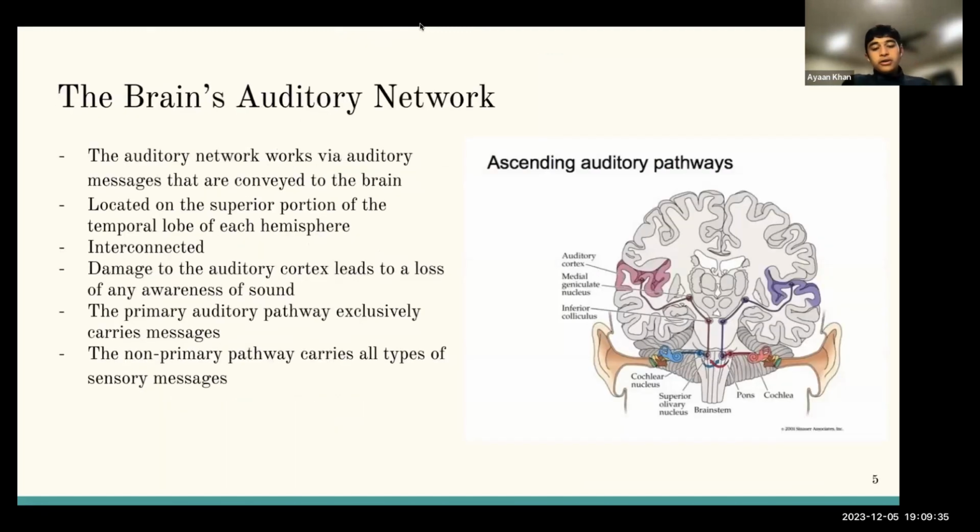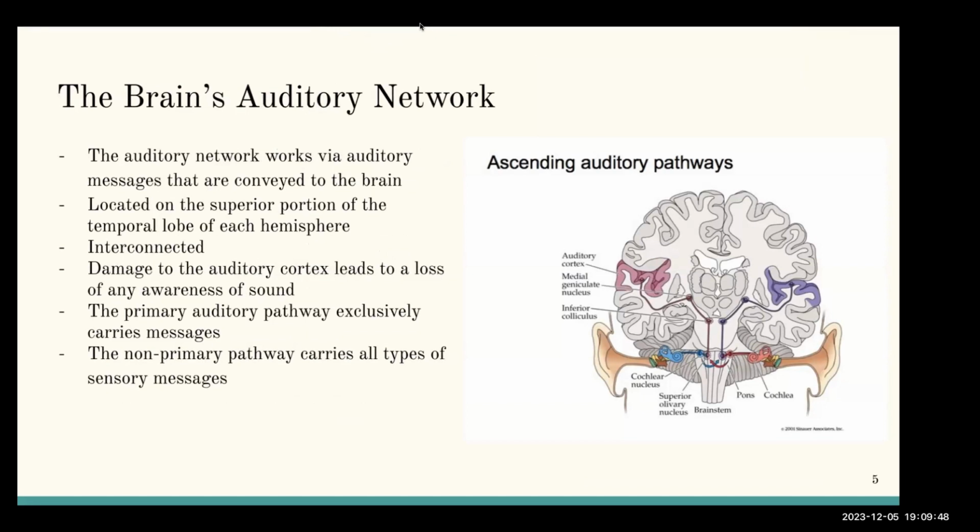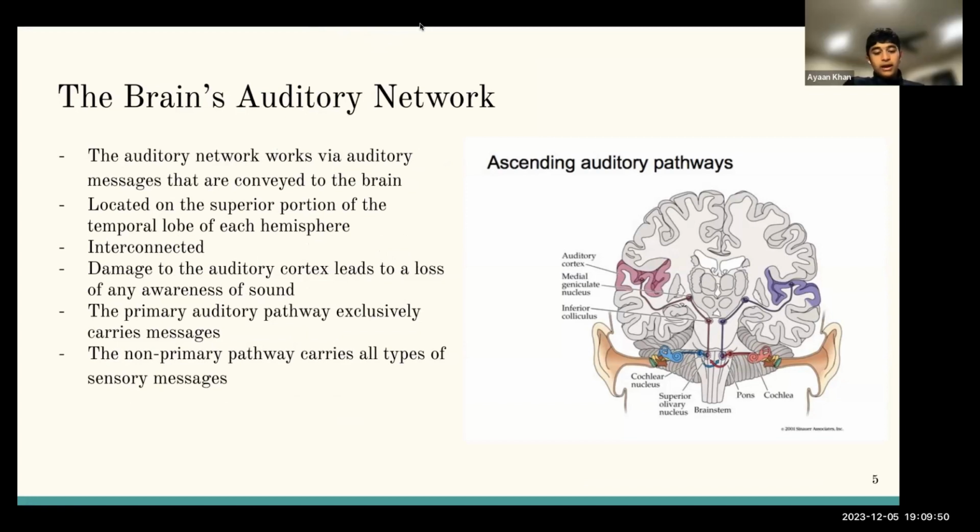So our project focuses on targeting the brain's auditory network. The brain's auditory network works via auditory messages that are conveyed to the brain. The auditory network is located on the superior portion of the temporal lobe of each of the brain's hemispheres. The auditory network is interconnected. Any damage to the auditory cortex can lead to a loss of sound for a person. And the primary auditory pathway exclusively carries auditory messages throughout the brain, while the non-primary pathway carries all types of sensory messages.